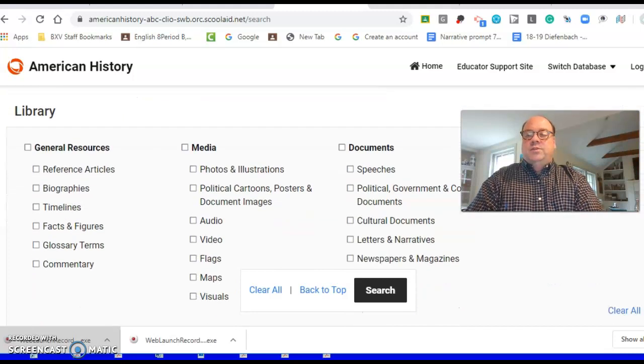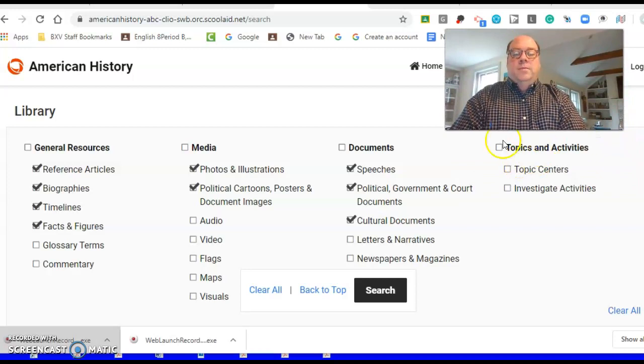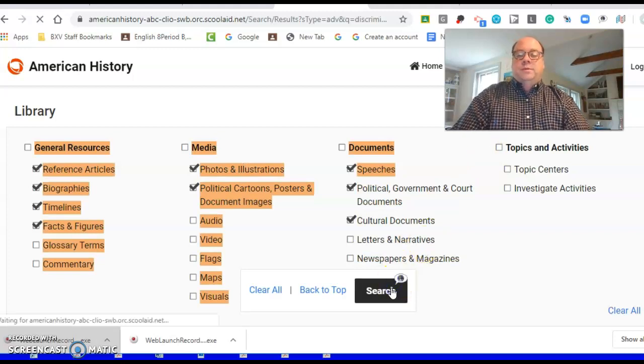So let's look through the list. General resources. We're going to want maybe timelines, which would be good, reference articles, biographies, facts and figures, and then maybe photos and illustrations, political cartoons. Speeches would be good, and then I saw one over here, maybe political documents. Cultural documents might be interesting too, to see how people respond. And in here, I saw one for quotes, but I don't see that here. But anyway, I'm going to do a search using those terms.